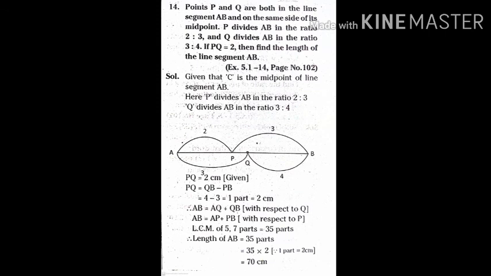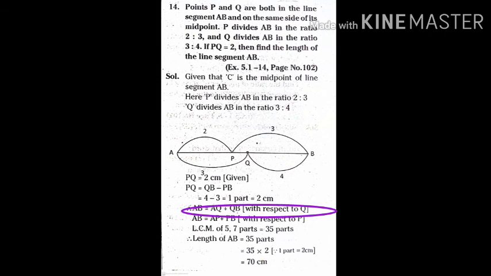Next question. Points P and Q are both on the line segment AB and on the same side of its midpoint. P divides AB in the ratio 2:3 and Q divides AB in the ratio 3:4. If the length of PQ is 2 cm, then find the length of the line segment AB. Solution. P divides AB in the ratio 2:3 and Q divides AB in the ratio 3:4. Observe the picture. PQ is equal to 2 cm, that is given. Then PQ is equal to QB minus PB, that is QB is equal to 4 parts minus PB is equal to 3 parts. After subtracting we get 1 part, that is equal to 2 centimeters.